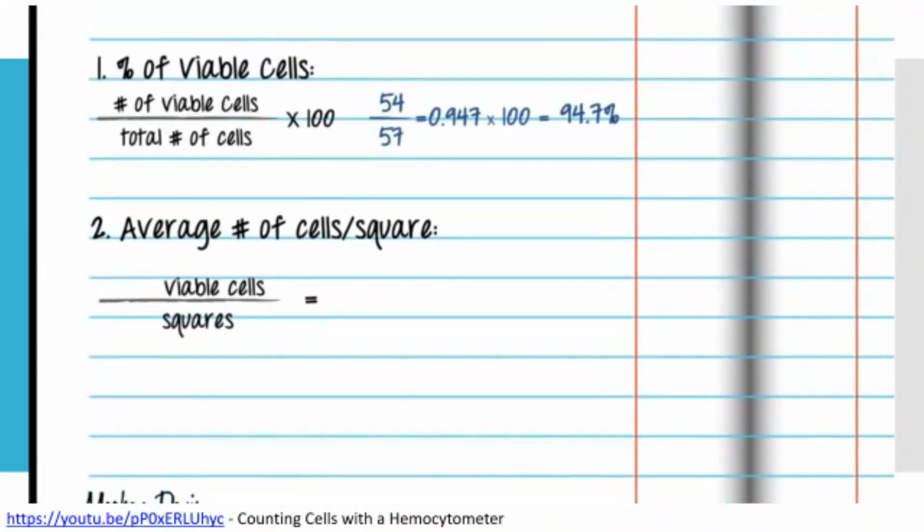Next, let's determine the average number of cells per square. We counted 54 viable cells. We divide 54 by 5 because we counted 5 squares. The average number of cells per square is 10.8 cells.